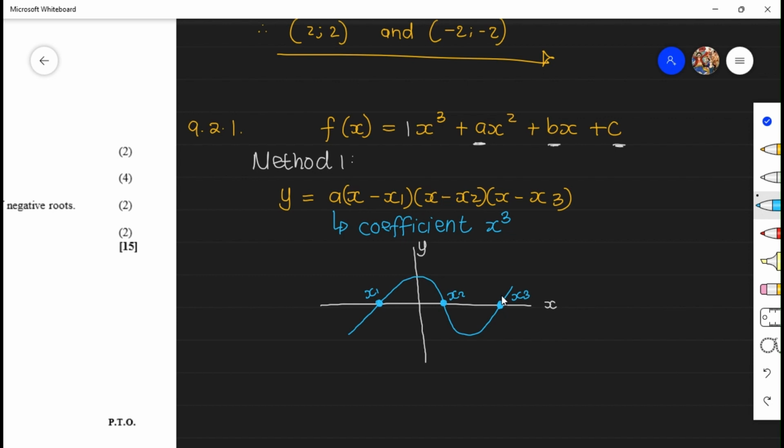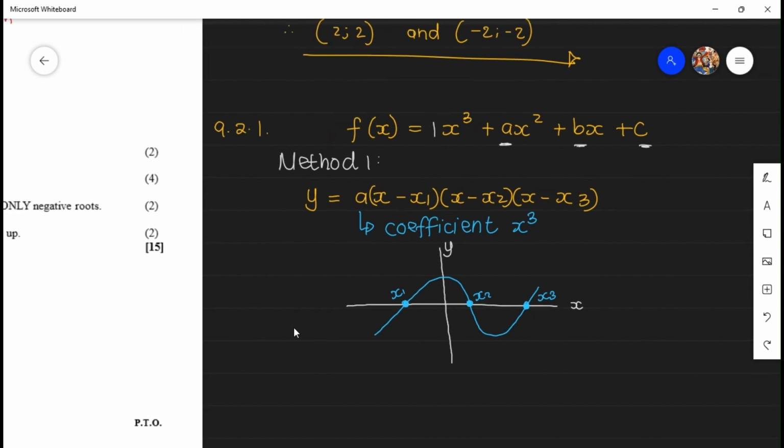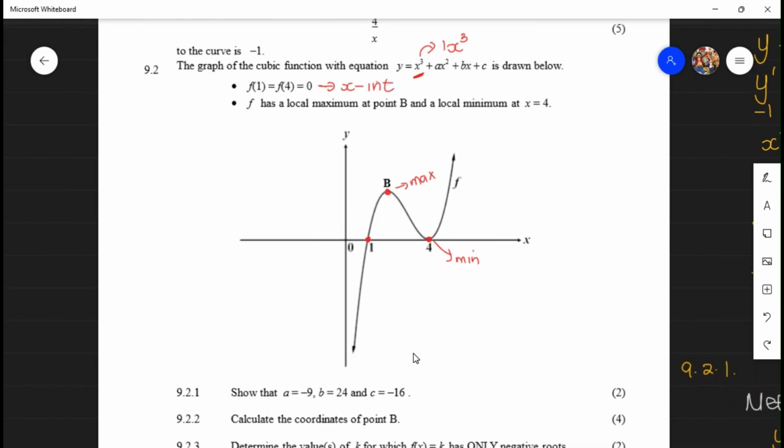If we are given the value of a, as we are in this particular case, it makes life easier for us. All we need to do is substitute the value of a, which in this case would be 1, substitute our x1, x2, and x3 values, and then simplify the equation, and we would be done. But if you notice, or if you remember, we do not have three x-intercepts. We have two only. So let us go back to our function so you can see. We don't have three x-intercepts. We only have two, that being x equals 1 and x equals 4. So let us see what method we can make use of whereby we only deal with two x-intercepts.